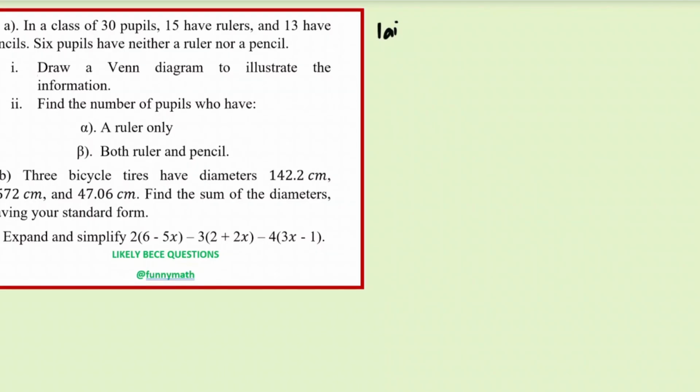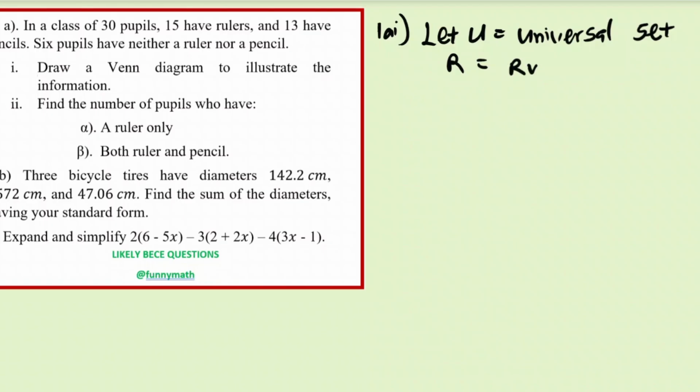We have 1AI. But before we draw the Venn diagram, we have to define our parameters or our information. So we have the universal set. We can say let capital U equal to the universal set. We can also say that we have 15 pupils having rulers. We can use the letter R for rulers. We can also use the letter P for pencils, those who have pencils. Okay, so these are the letters that I'm going to use here.